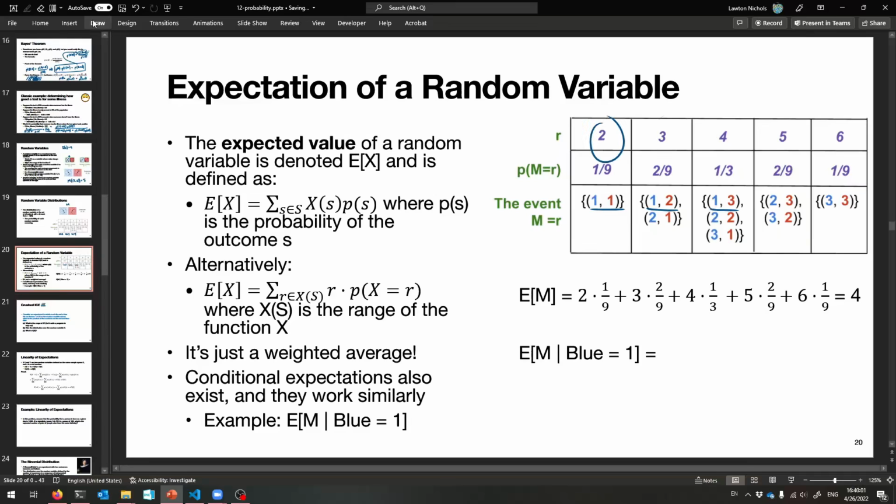So it looks like it can only be 2, 3, or 4 if the blue spinner's 1. So this weighted average is 2 with a certain probability plus 3 with a certain probability plus 4 with a certain probability. And it's 2 1/3 of the time when the spinner is blue and it's 1. So 1/3 chance that it added up to 2, a 1/3 chance it added up to 3, and a 1/3 chance it added up to 4. And if you do this calculation, this ends up giving you back 3.